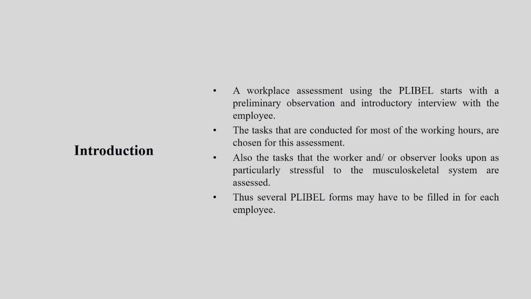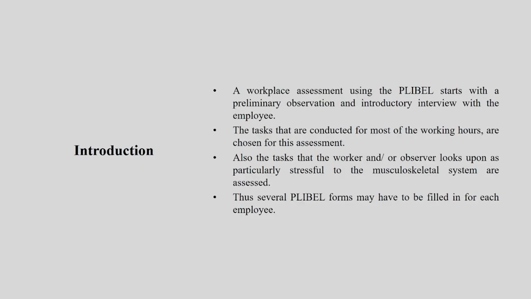You are going to assess the tasks that the worker and the observer regard as particularly stressful to the musculoskeletal system. Here the opinion of the stakeholders is very, very important. The stakeholders are the operators or workers who are working in that particular situation. Stakeholder input is very important in this particular technique. Thus, you need to fill several PLIBEL forms for each employee. Maybe for an employee there are 5 or 7 difficult tasks or jobs that they reported. Then you have to complete 5 or 6 forms, depending on the number of indications, for that single individual worker.